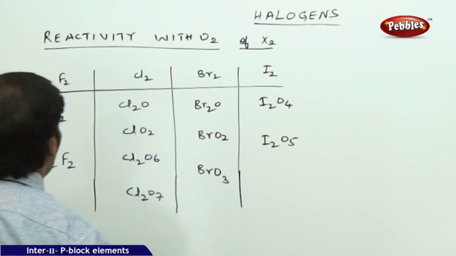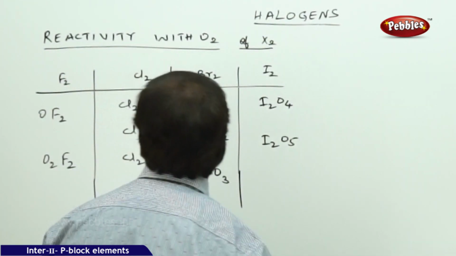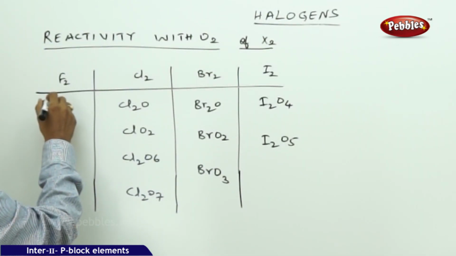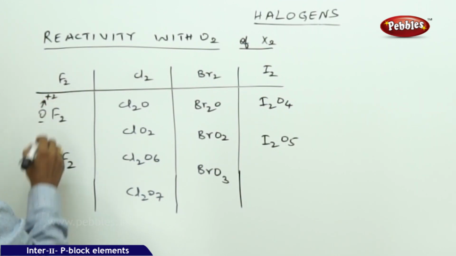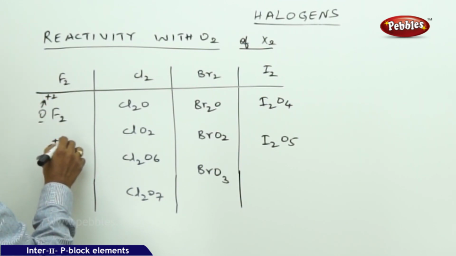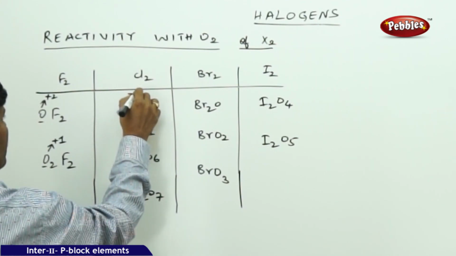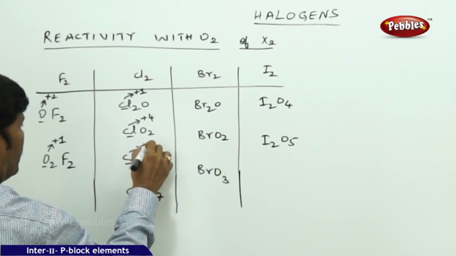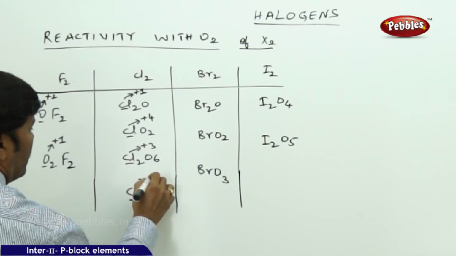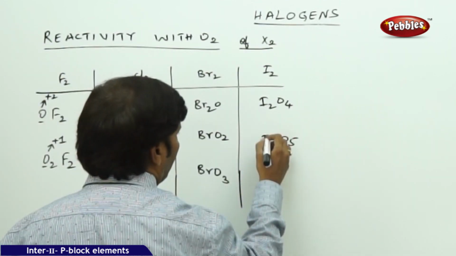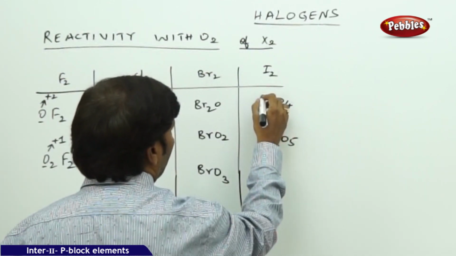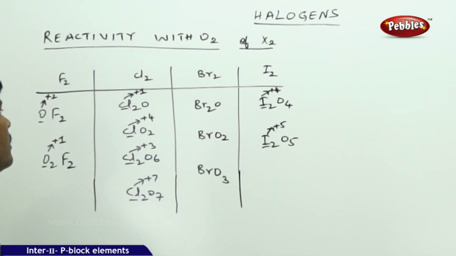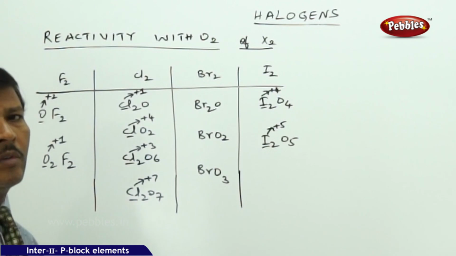If you take, for example, OF2, oxygen difluoride, here the oxidation state of oxygen is +2, and here the oxidation state of oxygen is +1. Here the oxidation state of chlorine is +1. This is +4, this is +3, and this is +7. Here also iodine is +5, and here the iodine is +4. That means you are finding that the oxidation state of halogens keeps changing from +1 to +7.